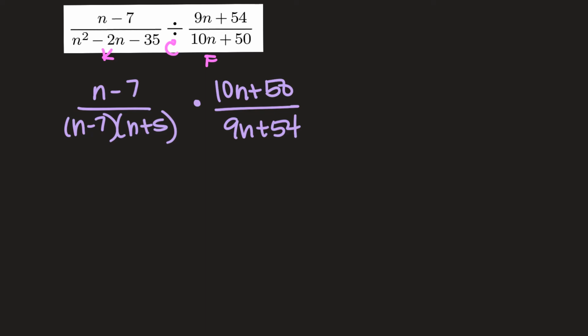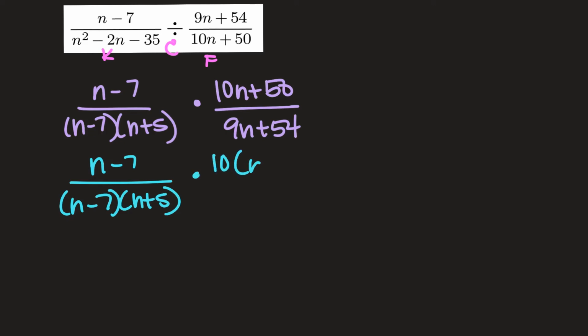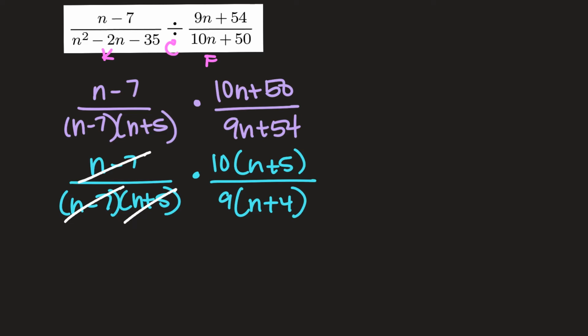So I'm going to go ahead and go back through and factor: n minus 7 over n minus 7, n plus 5, times my GCF in the numerator is a 10, n plus 5, all over my GCF is a 9, n plus 4. So let's go through and cross out. I have an n minus 7 and an n minus 7, an n plus 5 and an n plus 5, which leaves me with a 10 in the numerator over 9 times n plus 4.